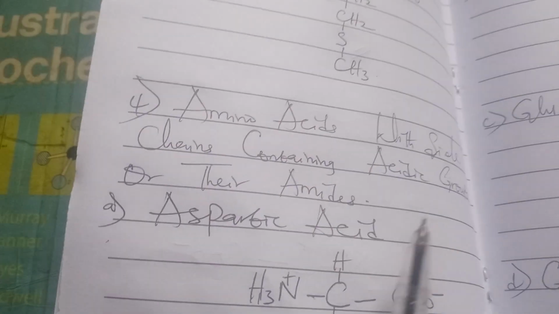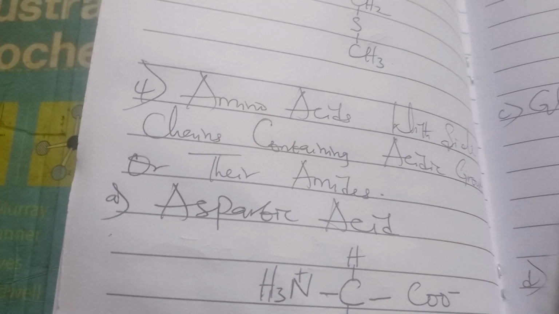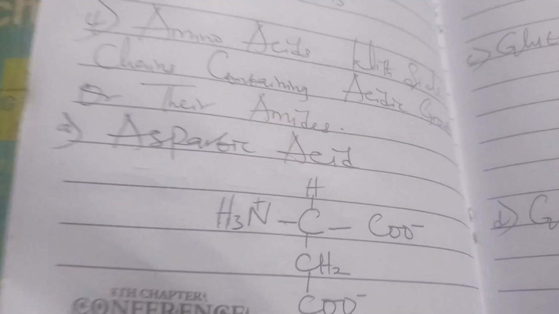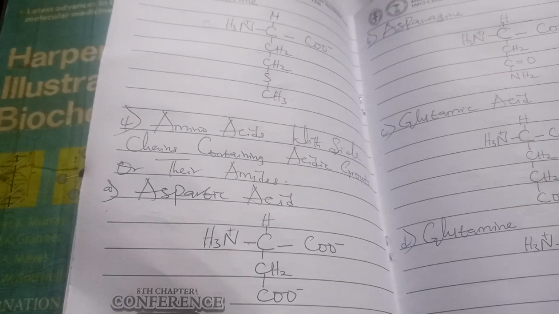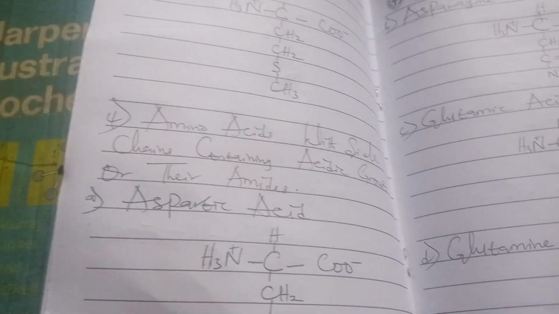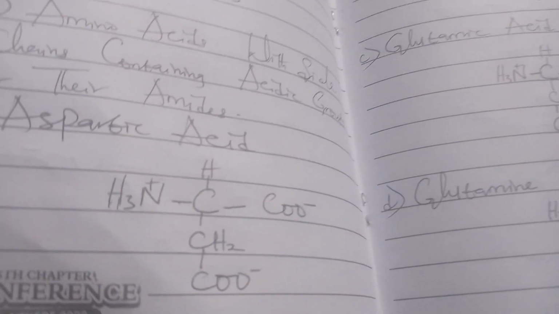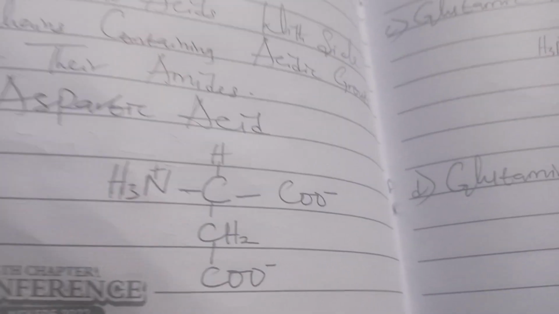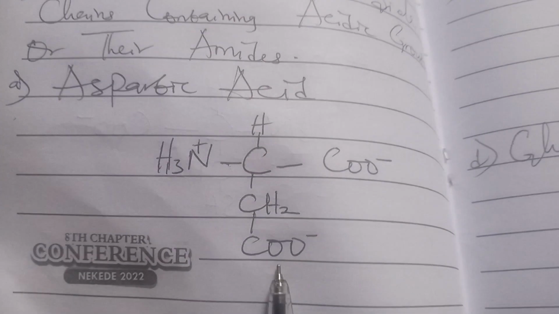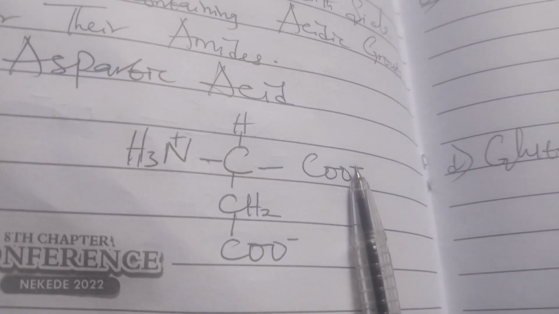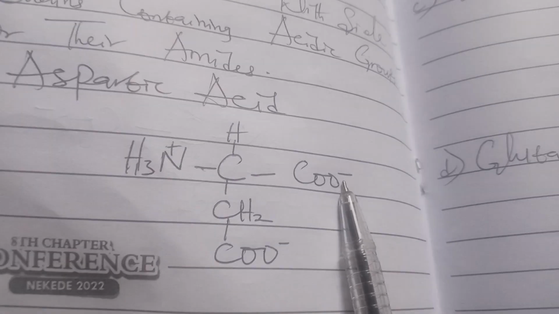So that's it. The next one: amino acids with side chains containing acidic groups, or the amides. Now we're looking at aspartic acid. Remember, when we're talking about acidic groups and their amides, we're looking at the ones that have this acidic functional group. This is the carboxylic functional group here. That's where we have this COO down here. Are you getting it? So this is the carboxylic group for the amino acid structure.